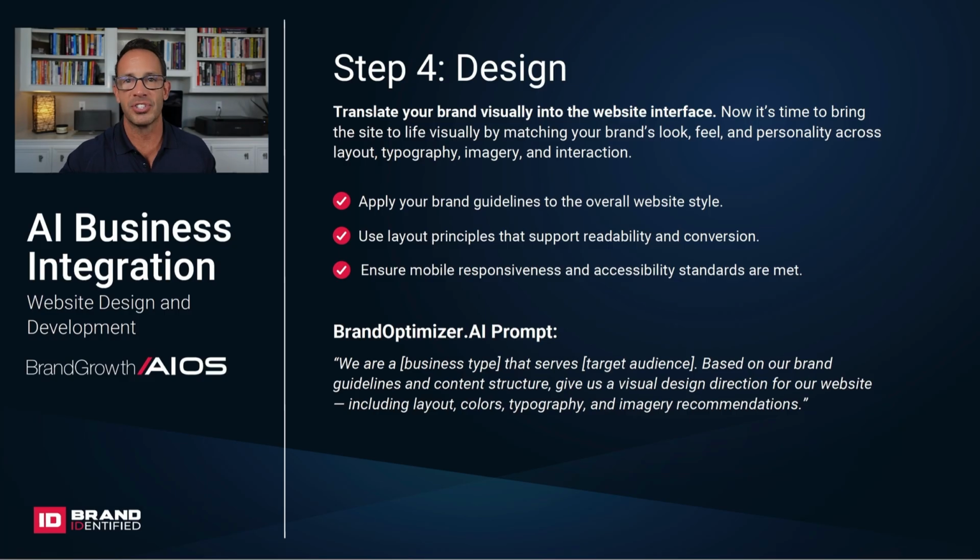Step number 4 is to go ahead and now design. Translate your brand visually into the website interface. Now it's time to bring the site to life visually by matching your brand's look and feel and your personality across the layout, the typography, the imagery, and the interaction. So apply your brand guidelines to the overall website style. Use layout principles that support readability and conversions, and ensure that mobile responsiveness and accessibility standards are all met. And just like all the other steps, I've given you a BrandOptimizer.ai prompt to help you out with step number 4.